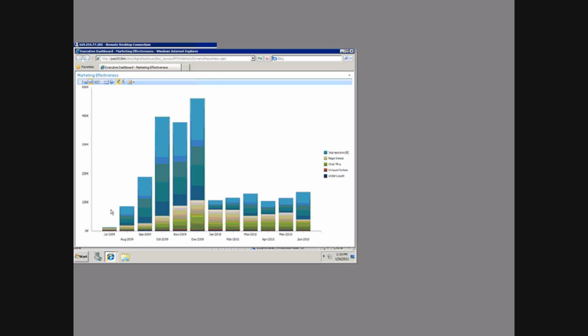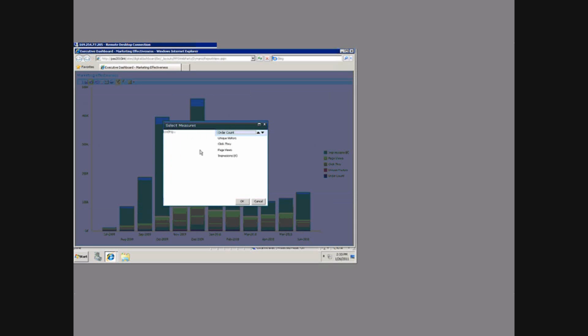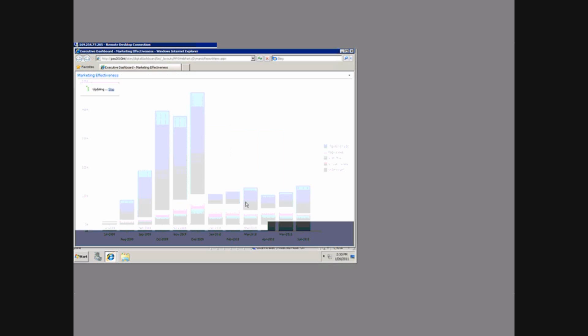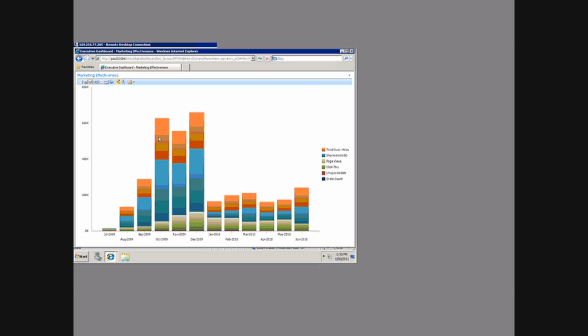So immediately out of the gate, I can see that in July, and assuming prior, I wasn't really spending a lot of money, and I can quickly add a cost figure here. So I can say total cost, and I can add that as an element, and I can see how much I was paying. I can see that back in July I wasn't really paying much, but in August through December, really through June, I started spending more in my digital space.